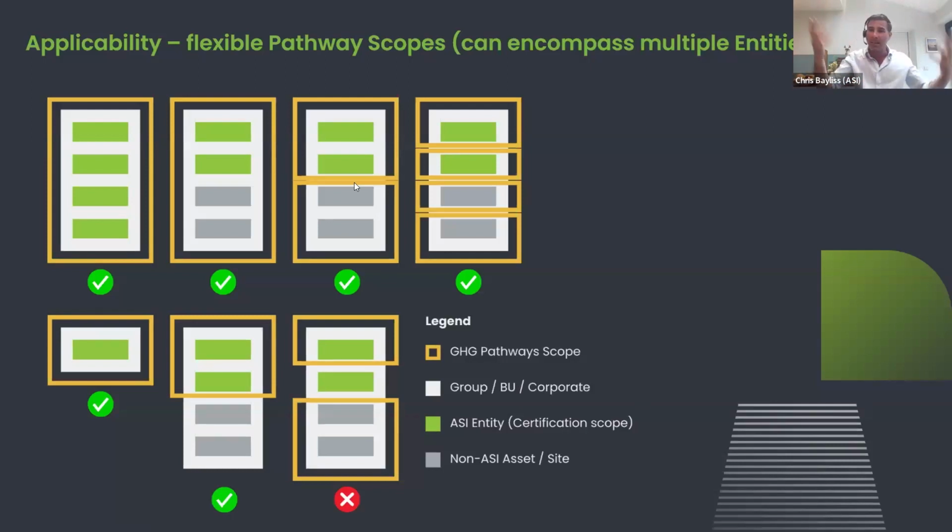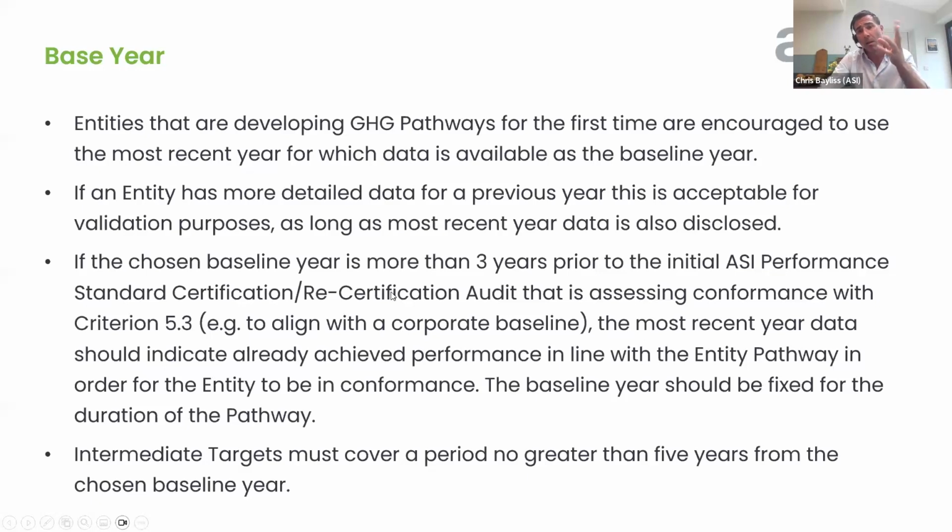You can split up your entities. You can have individual entity pathways. That's fine as well if you want to do that. You can even split up your corporate into ASI and non-ASI, have separate pathways for each, or even not have pathways for your non-ASIs. The one thing you can't do is to have pathways at the corporate level that miss out ASI entities. So every ASI entity must either have its own pathway or it must be part, in its entirety, the whole of the certification scope, in a pathway that is bigger than the system. So lots of flexibility there to meet the fact that corporates have existing targets that are wider than just ASI entities.